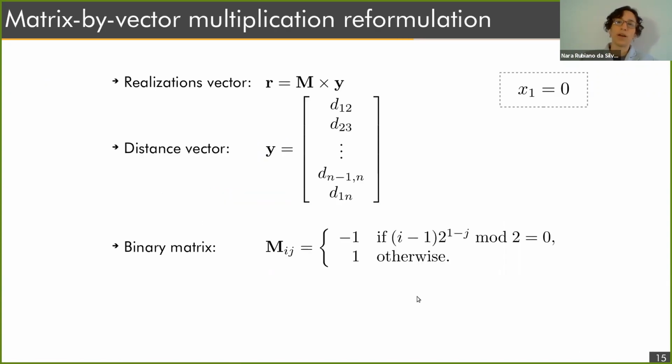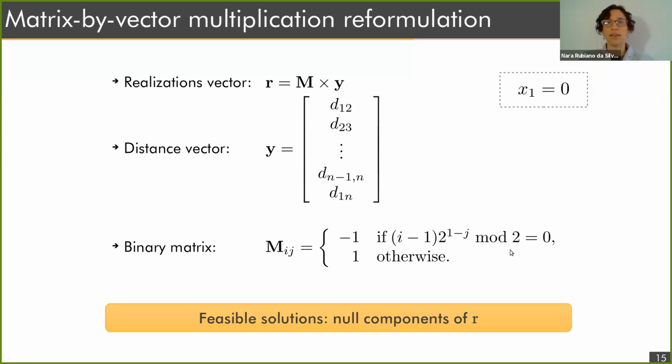With that, I hope I could convince you that we can reformulate the algorithm to find in parallel all realizations of a paradoxical DGP instance by this realizations vector here, which is the product of a binary matrix and a distances vector. The distances vector collects all distances in the graph, and the binary matrix can be built by taking advantage of that pattern I just showed you, which is summarized in this equation.